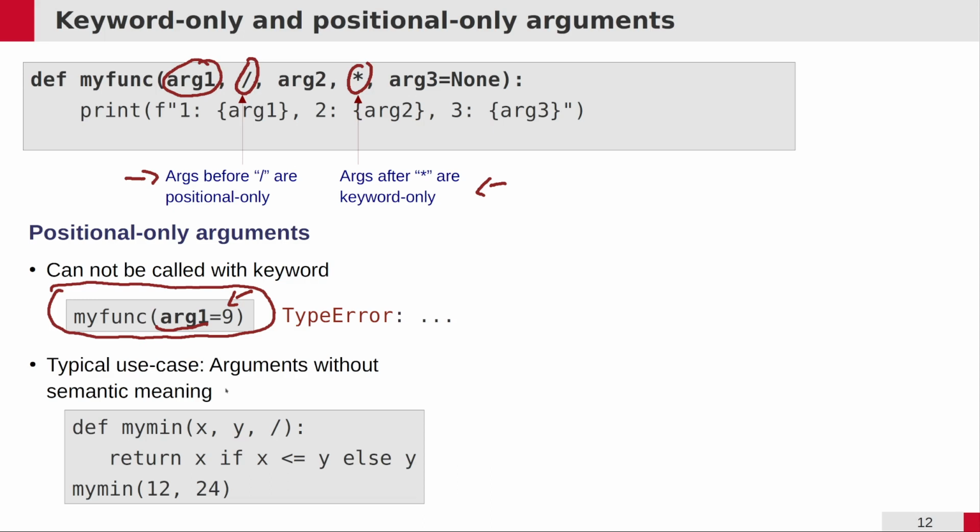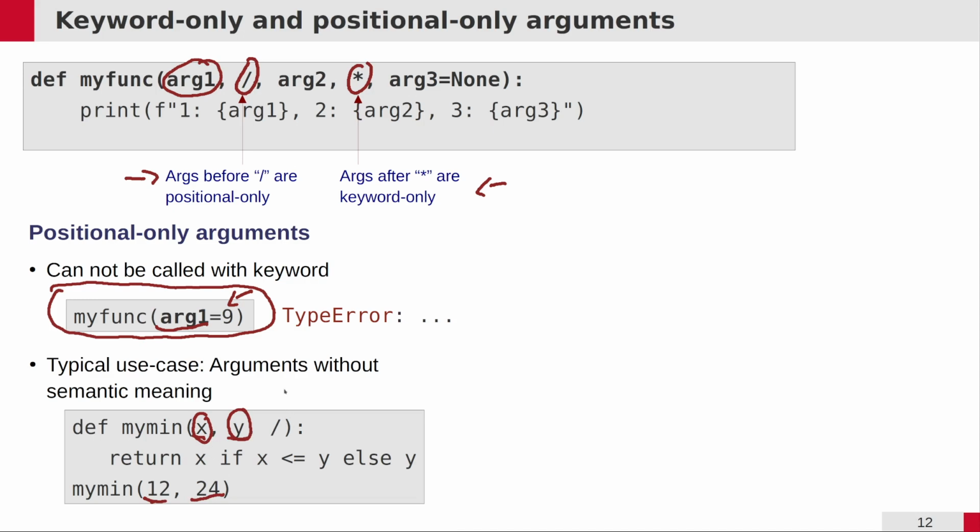But what would be the typical use case? The typical use case would be functions where you have arguments where the name is not really meaningful, so there's no semantic meaning. Think about a function like min. If you would write your own min function, which you actually should not, whether you call the first and the second argument of min x or y, or a b, or a1 and a2, or whatever, it doesn't really matter. It has no semantic meaning. And therefore it's better to say it's a positional-only argument. So when you specify two numbers, you have to put them in the right position, but you cannot use their names.